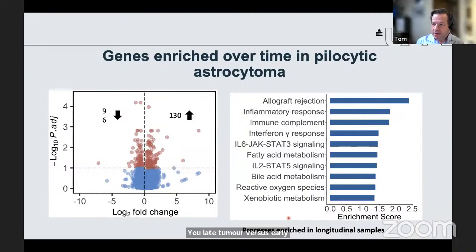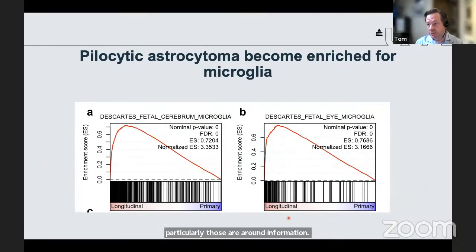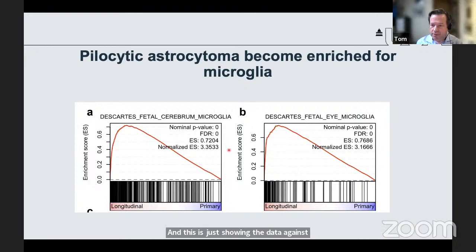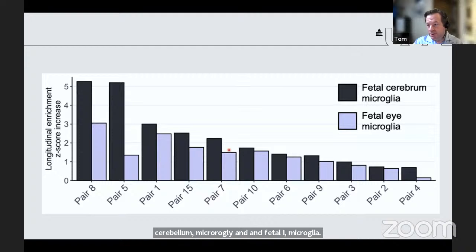But if you do it in a paired analysis, you see a substantial enrichment of a number of gene pathways, particularly those around inflammation. If you do the same kind of analysis but compare it to different cell types in the brain, there is one cell type that comes out reproducibly as being enriched, and that's microglia, the professional phagocytes of the brain. This is showing the data against fetal cerebellar microglia and fetal eye microglia. This is gene set variation analysis, so you do the same kind of analysis, but on a paired basis. And again, the only thing that comes out as being significant is enrichment of microglia in the later tumours compared to the first tumour.